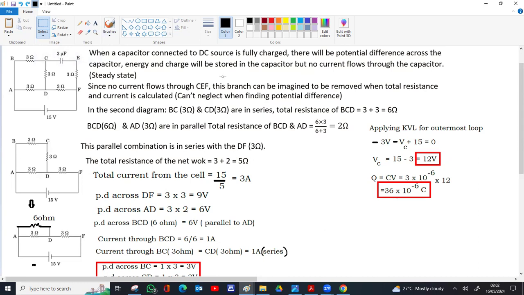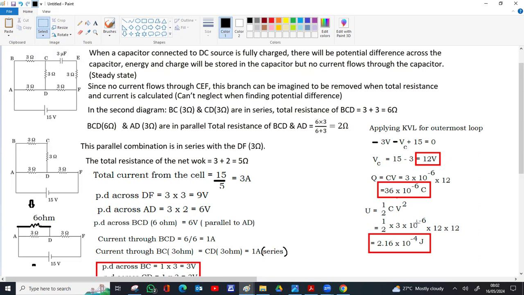So energy stored in the capacitor, you can use half CV squared. Half C is again 3 into 10 raised to minus 6, the voltage is 12. So 12 times 12 is 144, and half of 144 is 72, 3 into 72 is 216. So 216 into 10 raised to minus 6 joules. That's the energy stored in the capacitor.